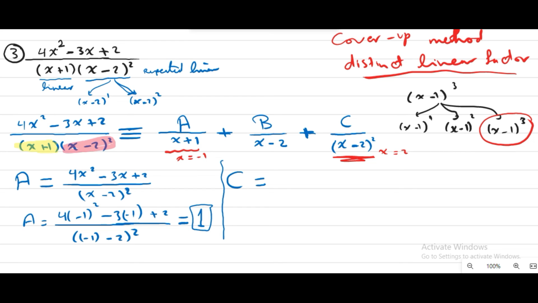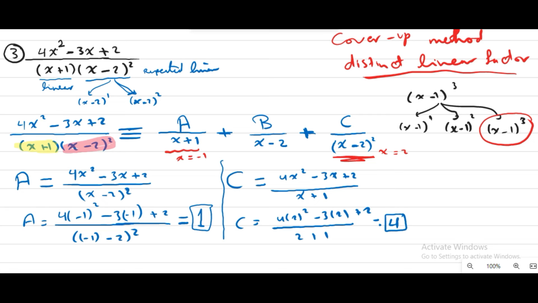The remainder will be written. It will be 4x to the power of 2 minus 3x plus 2 divided by x plus 1. Put the value in its place, which is 2. 4 multiply 2 power 2 minus 3 multiply 2 plus 2 over 2 plus 1, which is equal to the value of C equal 4. So we get the value of A and the value of C.